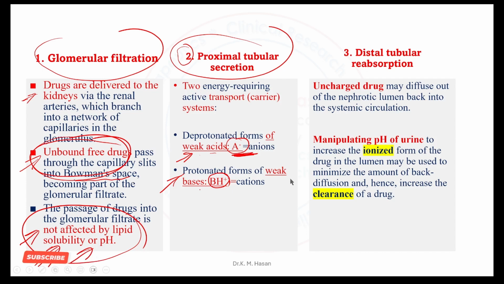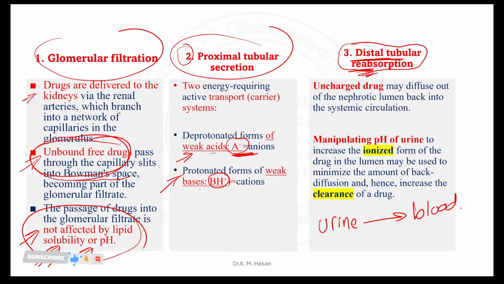The last part of the elimination in the nephron is distal tubular reabsorption. From the name, reabsorption, that means the medication will come back from the urine to the blood. And this happens in the distal tubules. We have some conditions here. The first one: the drug needs to be uncharged in order to pass back to the circulation.